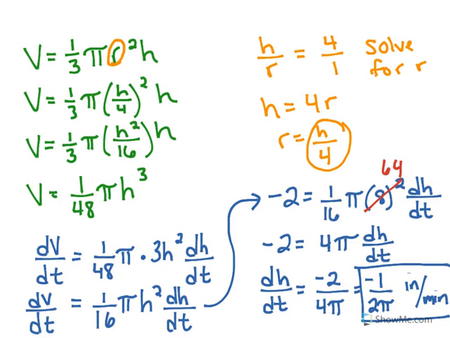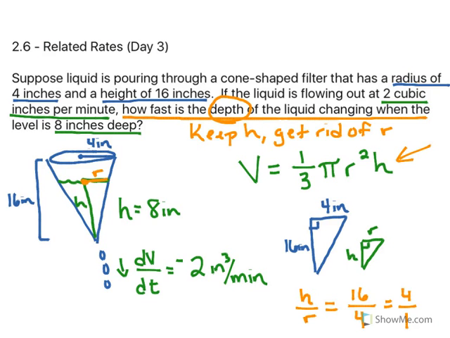All right? And one thing we want to just make sure is that we do, in fact, get a negative answer. And if we go back to the original diagram, we should be able to tell that dh/dt is negative because if the liquid is flowing out of the cone, that means the water level is going down, or the liquid level is going down. So we should have a negative rate of change here.